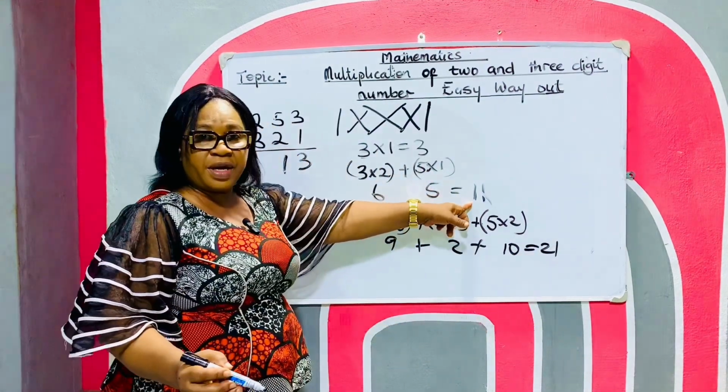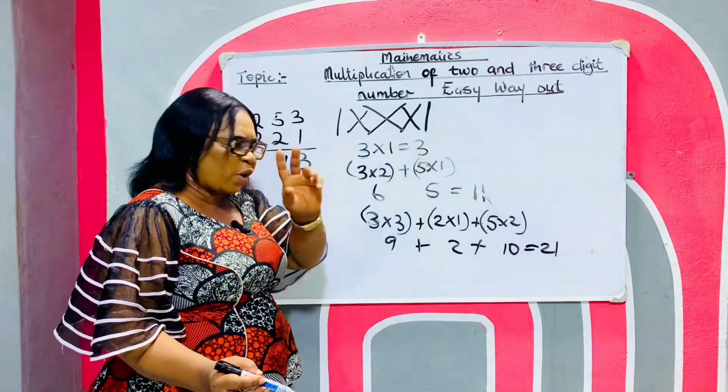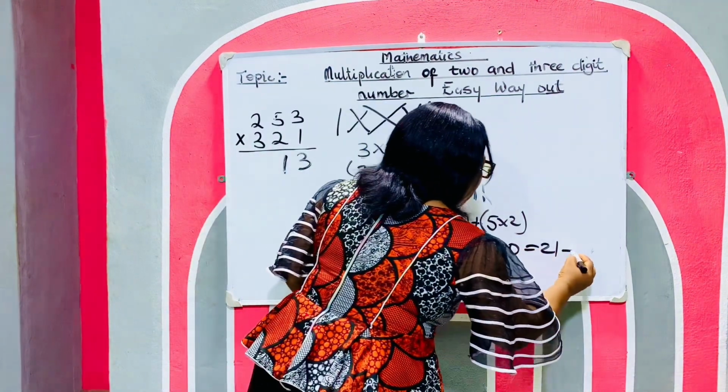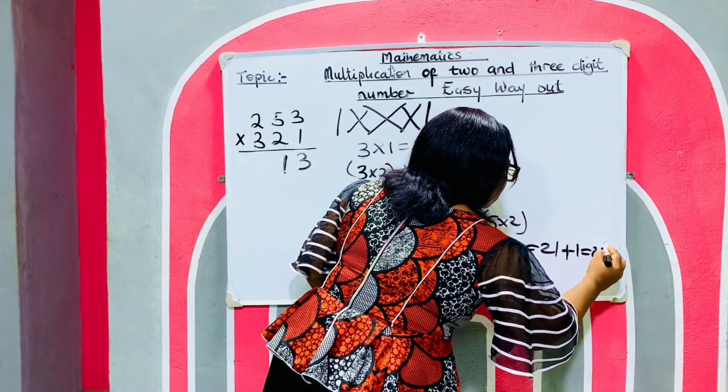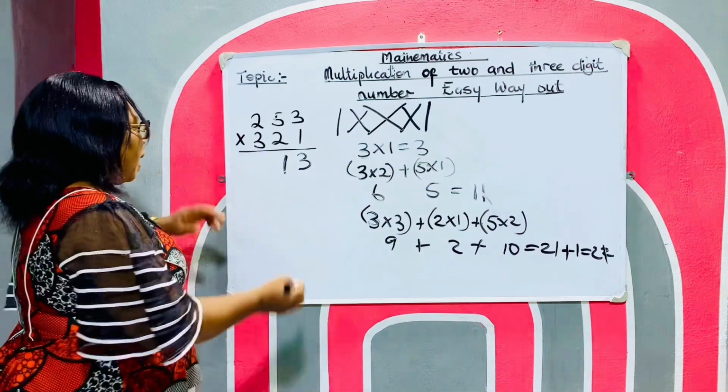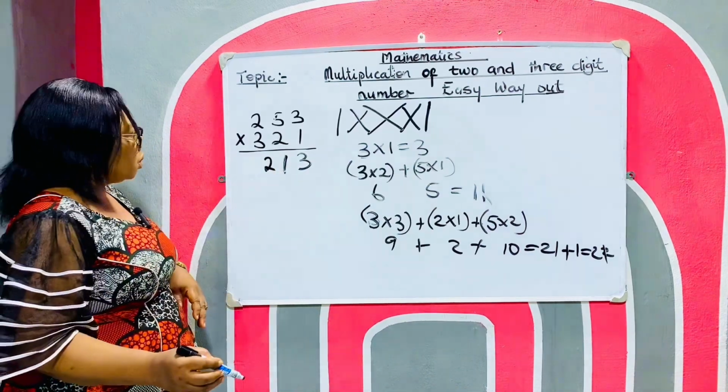Remember, there's 1 remaining here. So that 1 remaining there, we're going to add it to 21. And it becomes 22. And we pick the 2 and put it up.